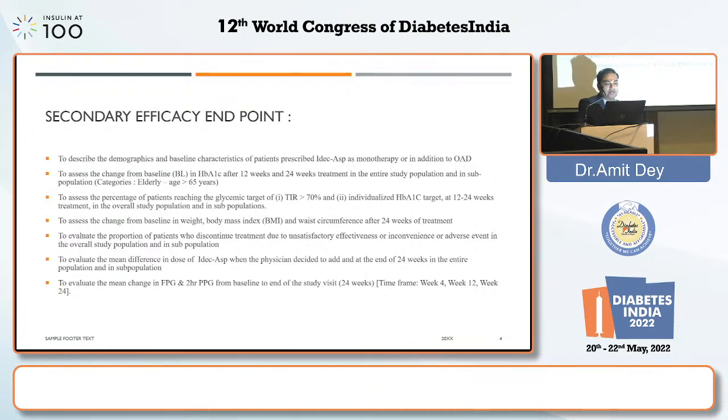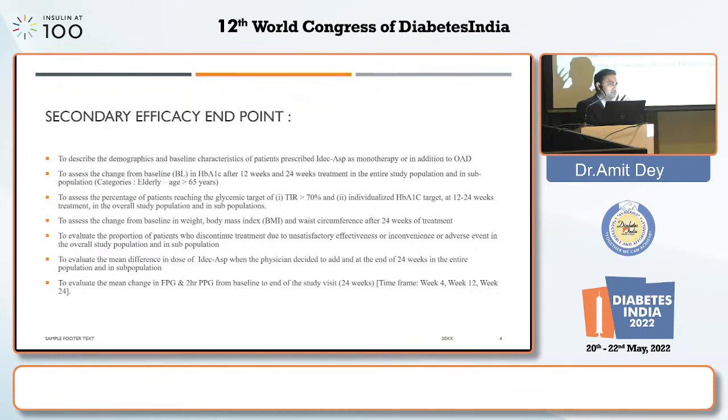The fun of it is we are all representing different parts of the country, so we can get good data out of there. We're going to look at the change from baseline in the HbA1c after 12 weeks and 24 weeks. I think that's something that we all do in our practice. We do an A1c at 3 months and 6 months. We'll do it in the entire study population, and also we can create some subpopulations. Like I've created one, we can have a category of the elderly and the younger patients, so above 65 years of age and below 65 years of age.